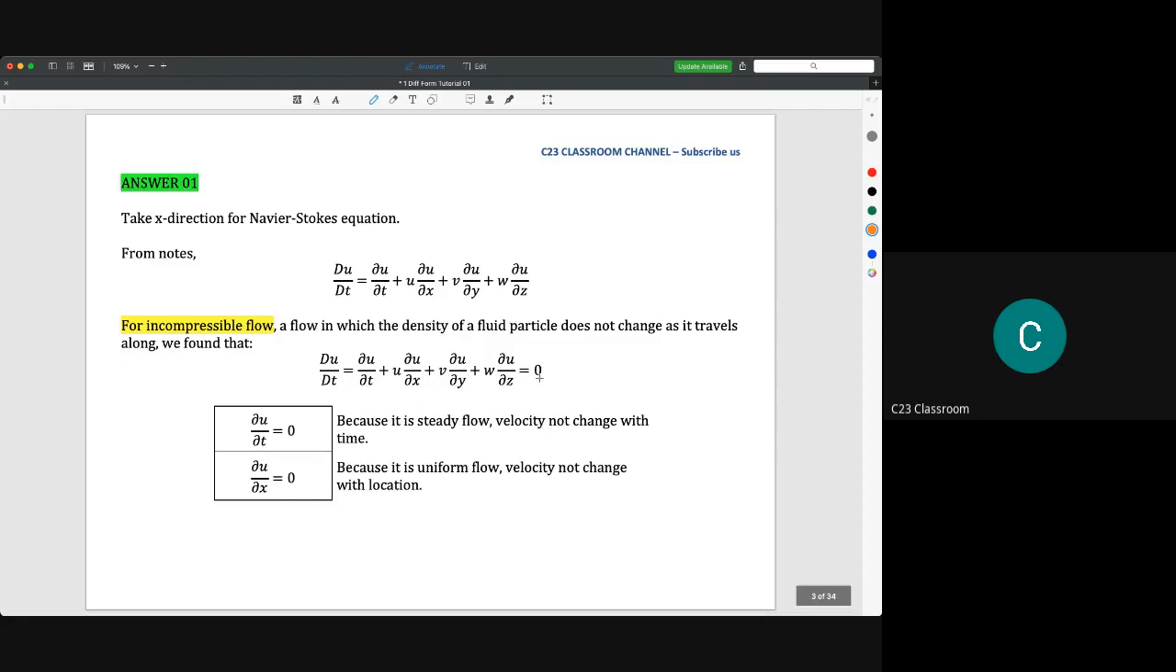Please first write down the Navier-Stokes equation. Okay, we have the Navier-Stokes equation here. Then we assume that for incompressible flow, a flow in which the density of a fluid particle does not change as it travels along, we find that the value of this one is equal to 0.